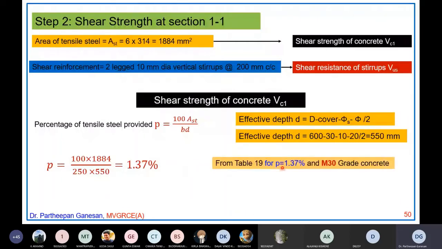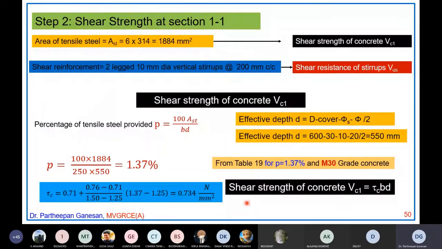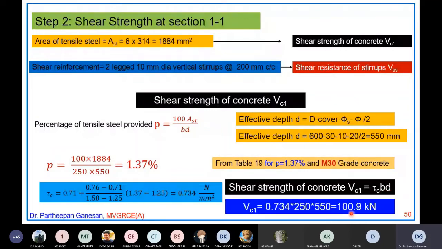And from the table for 1.37% and M30 grade concrete, all of you go back and work out what the tau C value is. So I have found tau C to be 0.734 Newton per millimeter square. So shear strength due to concrete alone is 0.734 Newton per millimeter square. Therefore the shear strength of the concrete VC1 is equal to tau C into B into D. If you calculate, it comes out to be 100.9 kilonewton. Remember, this is only the shear strength taken by the concrete alone.